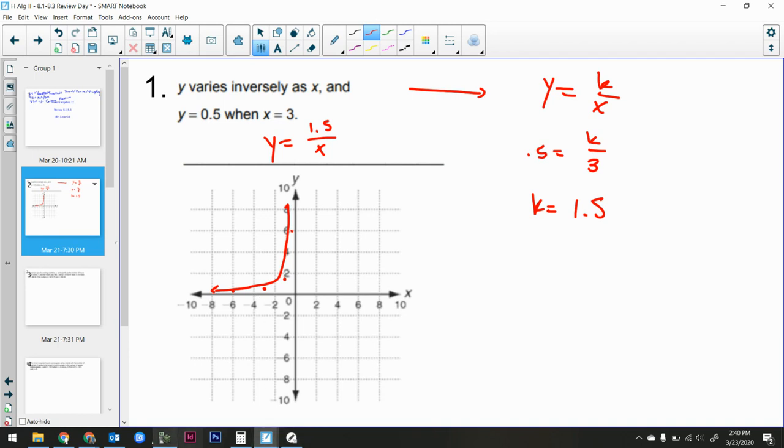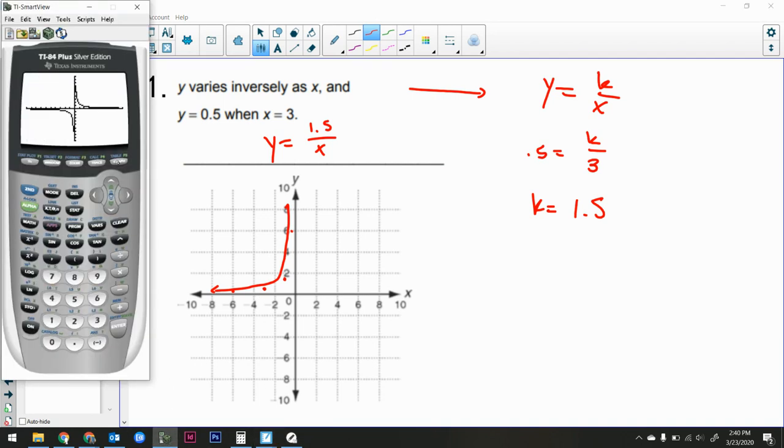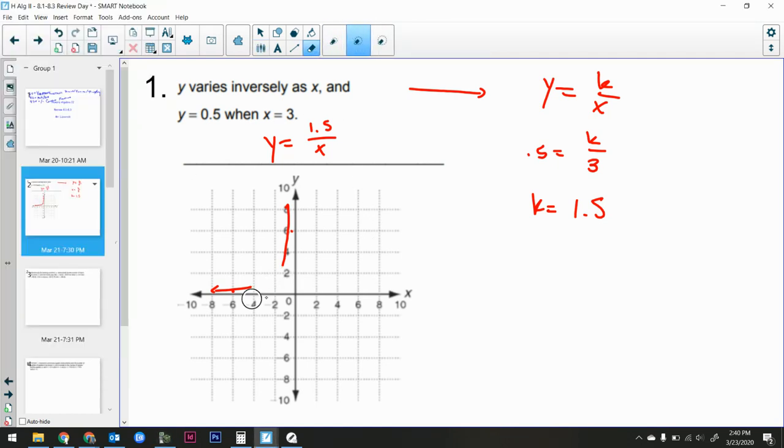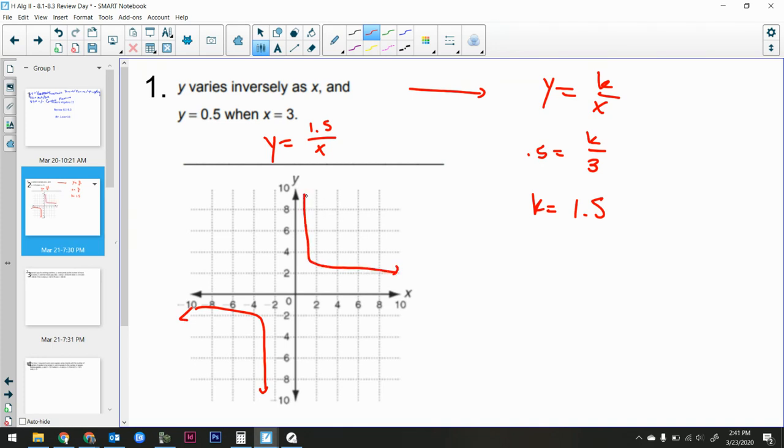And then, oh shoot. What the heck am I thinking? It goes down. It's here. Mirror. Mirror. Wow, that was a really good graph.